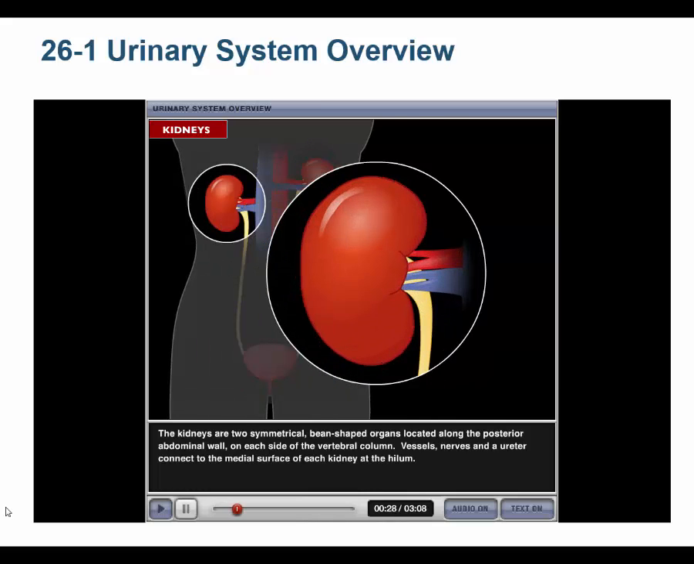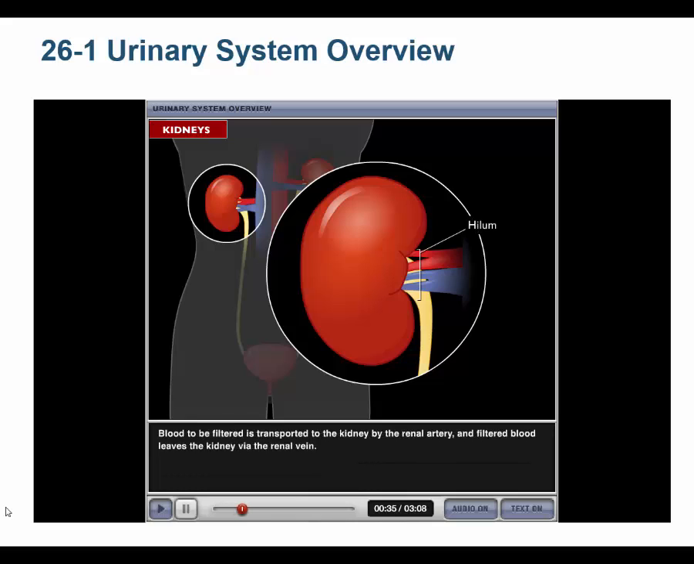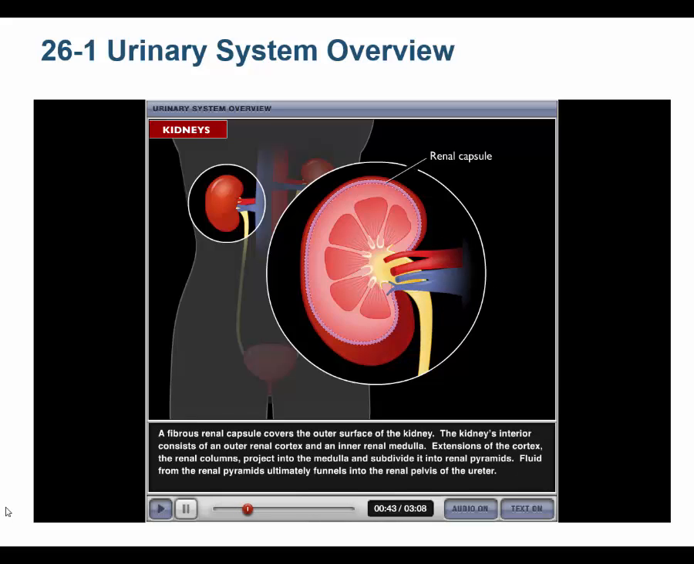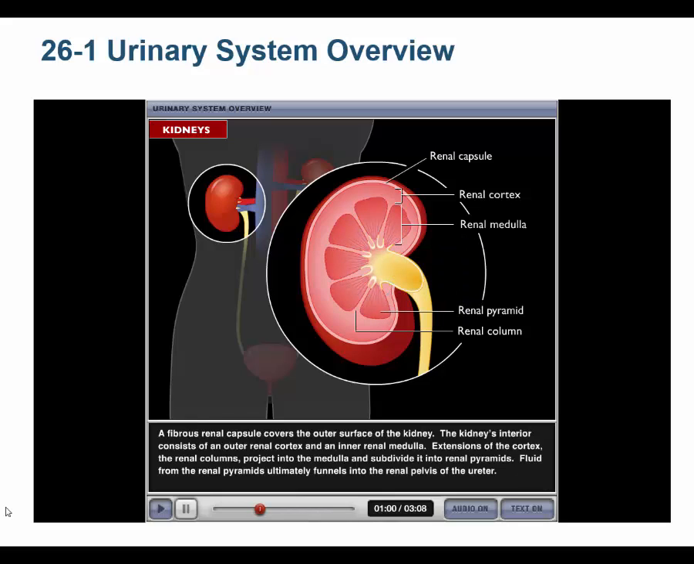Vessels, nerves, and a ureter connect to the medial surface of each kidney at the hilum. Blood to be filtered is transported to the kidney by the renal artery, and filtered blood leaves the kidney via the renal vein. A fibrous renal capsule covers the outer surface of the kidney. The kidney's interior consists of an outer renal cortex and an inner renal medulla. Extensions of the cortex, the renal columns, project into the medulla and subdivide it into renal pyramids. Fluid from the renal pyramids ultimately funnels into the renal pelvis of the ureter.